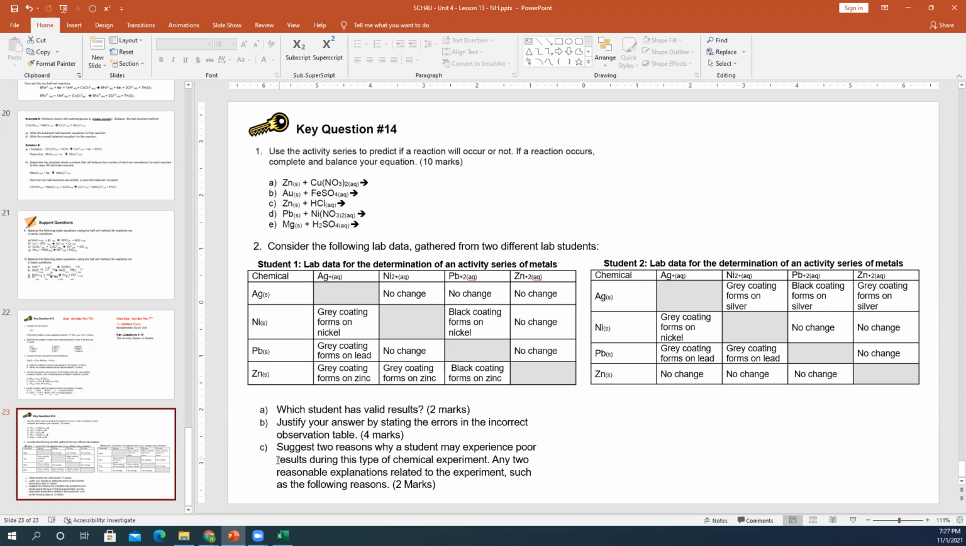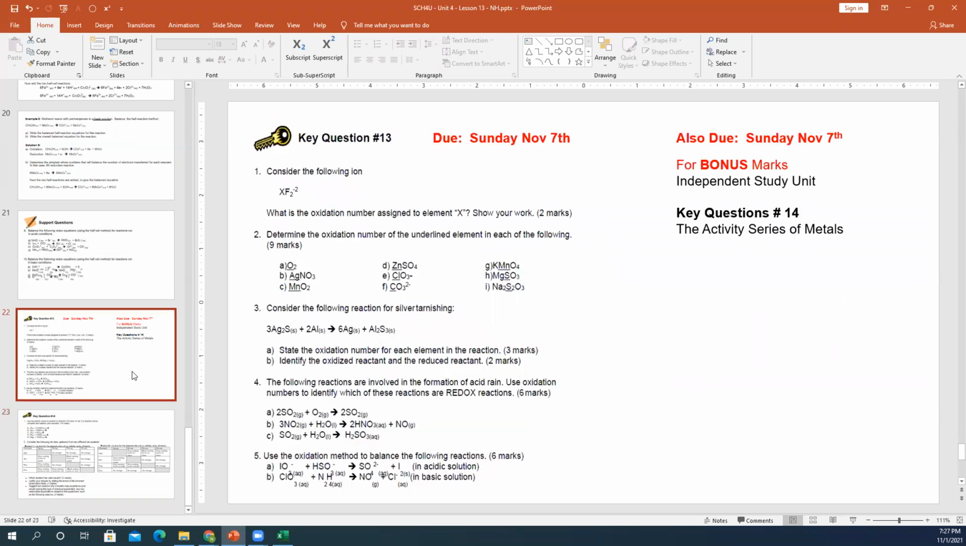Okay, since we're still here and we still have half an hour of our lesson left to go, we can go through this activity series of metals, lesson 14 together, since we have time. I'm just gonna open it up. Oh, before we do that, any questions about what we covered here today?